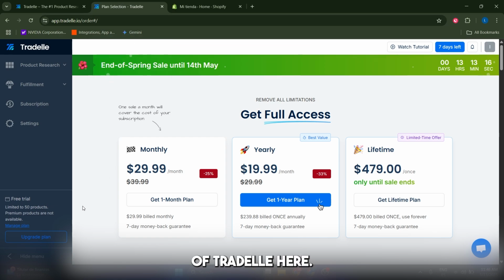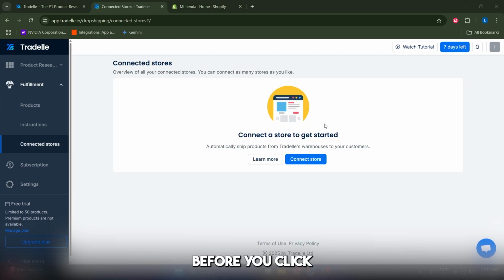Now, inside of Tradelle here, I want you to go to the fulfillment section here. Keep in mind before you click on Connect Store that you actually need a paid plan in order to do this, okay? So the 7-day trial is only going to work to get a look at the dashboard and the products and all that, but it's not going to actually allow you to connect the store, okay? The Shopify store, okay?